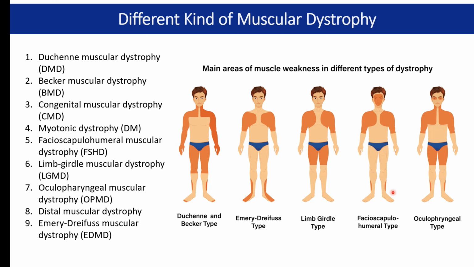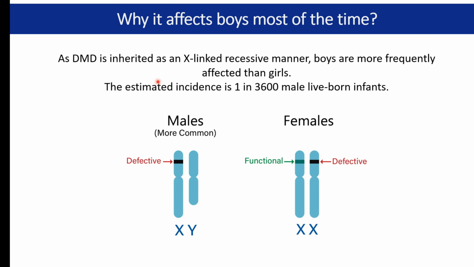Among all these different forms, Duchenne muscular dystrophy and Becker muscular dystrophy are usually the most common. In further slides, we'll be focusing more on Duchenne muscular dystrophy. Duchenne muscular dystrophy is inherited in an X-linked recessive manner, which means boys are affected more frequently than girls.